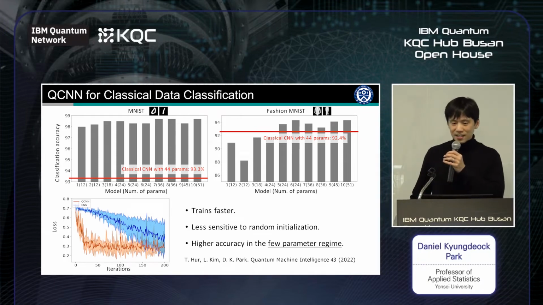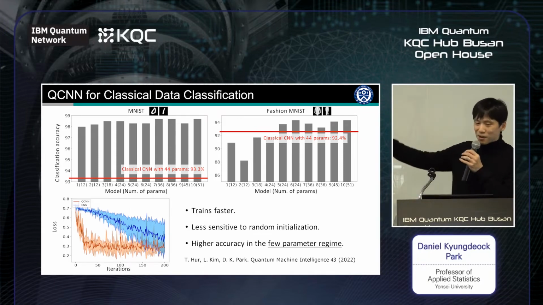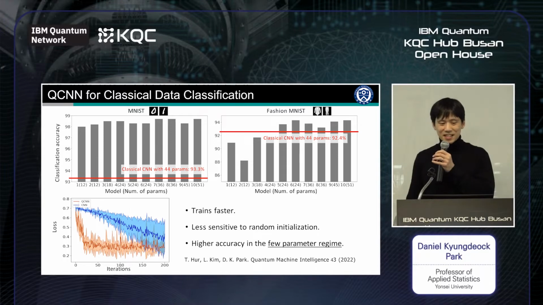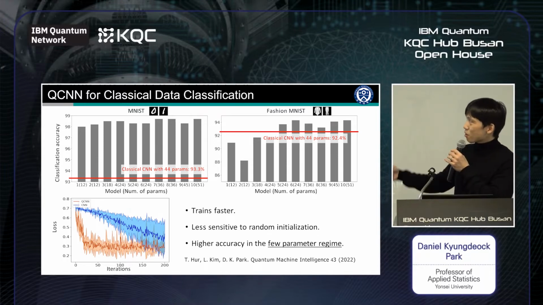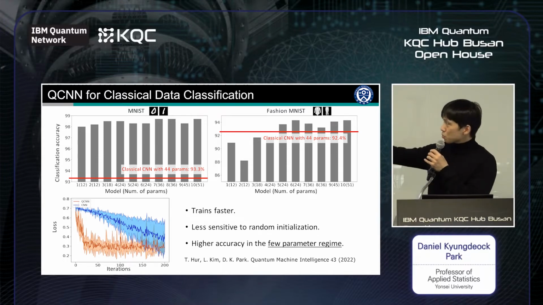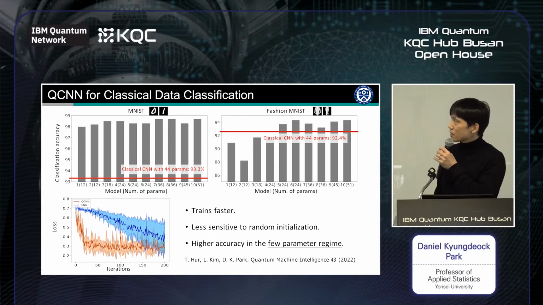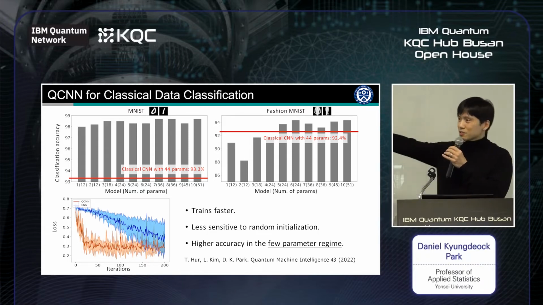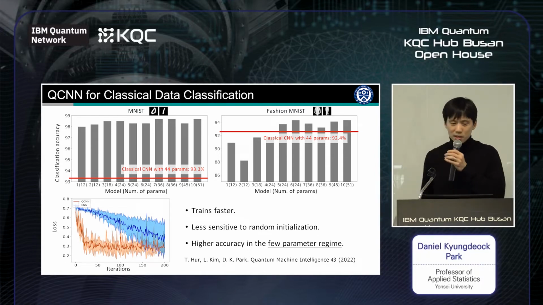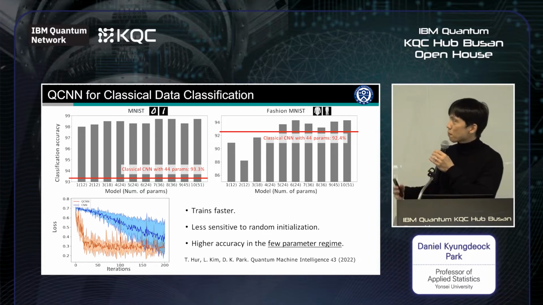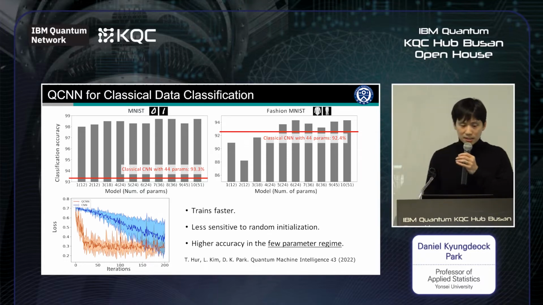So we downgraded the classical CNN model so that the number of model parameters is comparable, in the range of 12 to 51. So for example, we designed the classical CNN with 44 parameters. And from a classical machine learning perspective, this doesn't really make sense. But just for a fair comparison, we downgraded classical CNN.